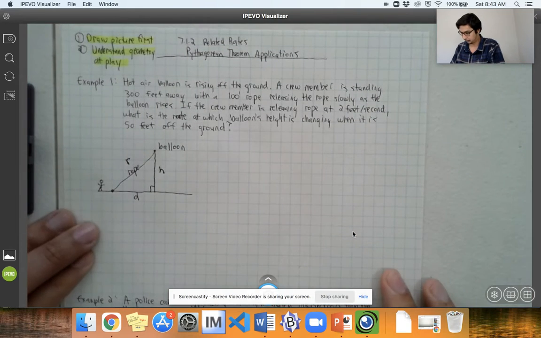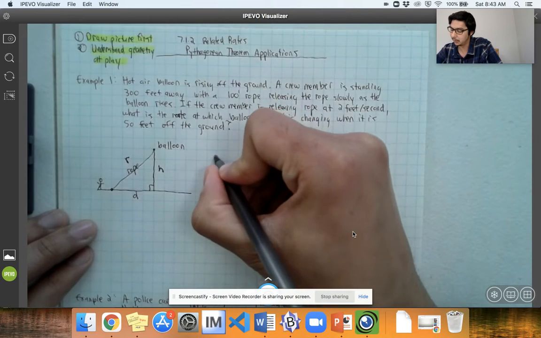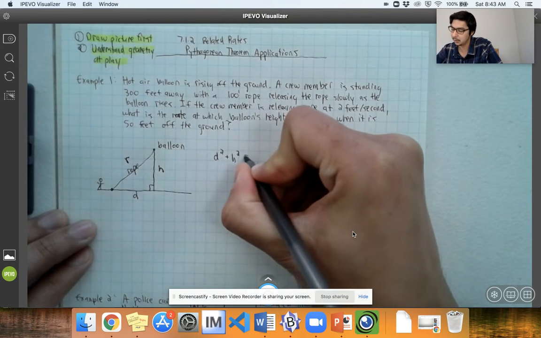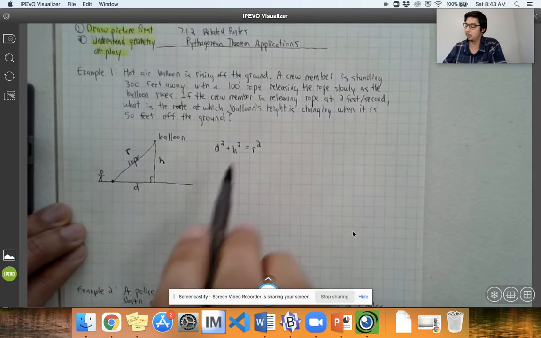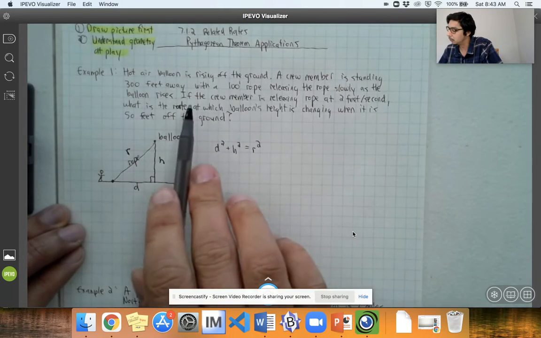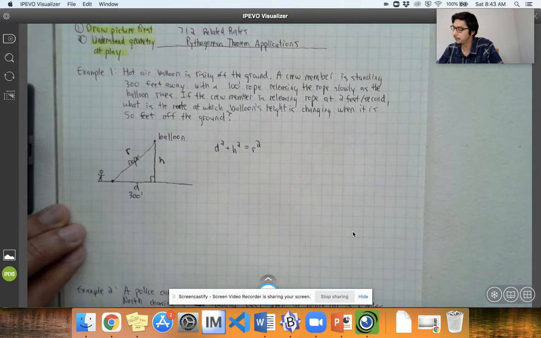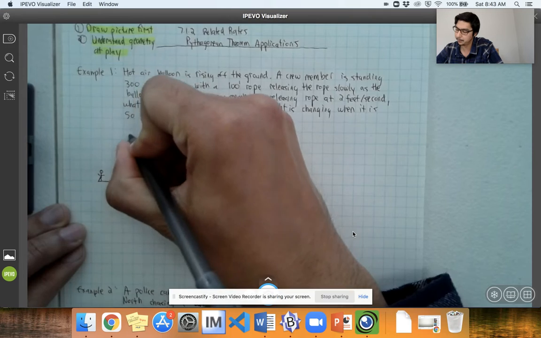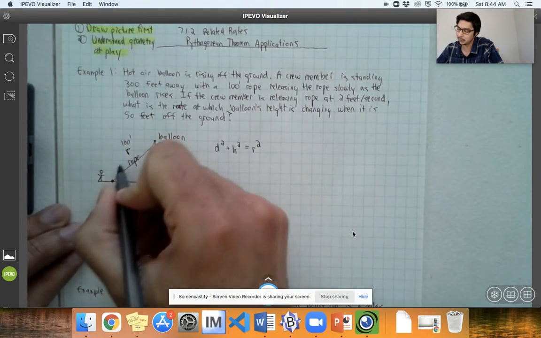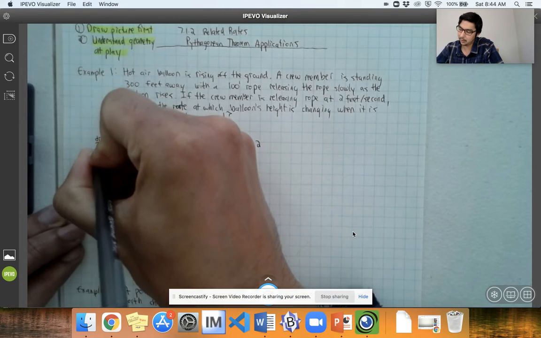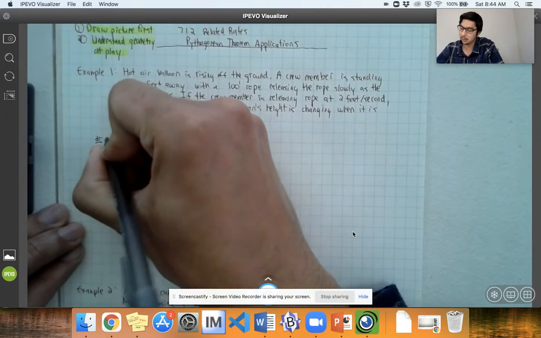Now the relationship right away that we would know, by the Pythagorean theorem, is that d squared plus h squared is going to equal r squared. Now, since we're talking about how things are changing, if we fill in the numbers, he's standing 300 feet away, so we know that this is 300 feet, a 100-foot rope, and he's releasing it slowly. If the crew member is releasing rope at 2 feet per second, then we know that dr/dt, the rate at which the rope is being released relative to time, is 2.